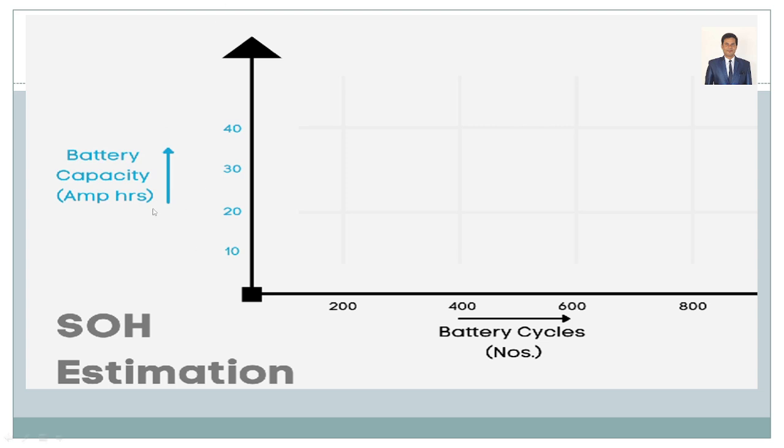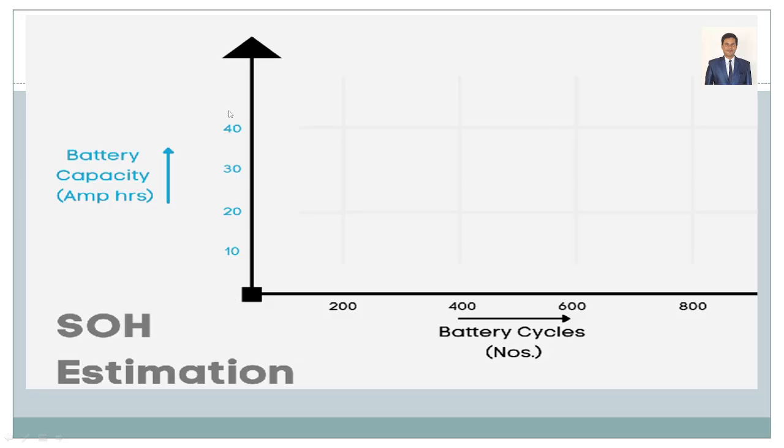On the y-axis, you have the battery capacity in terms of ampere hour. On the x-axis, you have the number of battery cycles: 200, 400, 600, 800. Here you see it starts at almost zero, the point 0, 0. When you buy a new battery, it is around 48 Ah. Please note down: when you have a battery of 48, the cycle count was 0, meaning you have not used it even once.